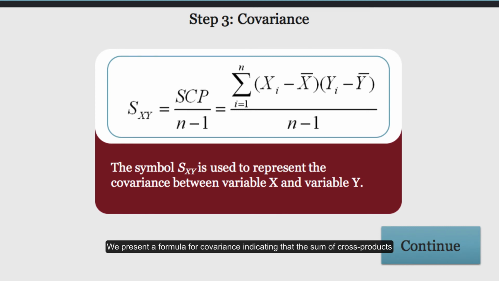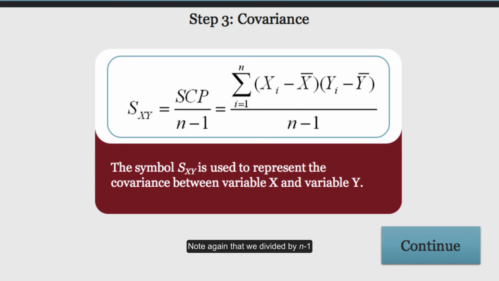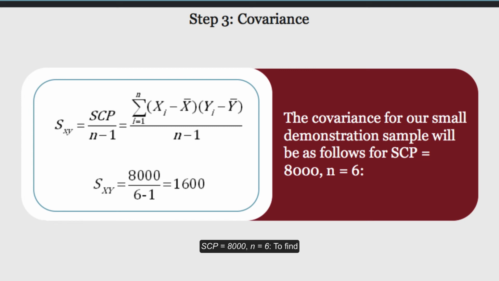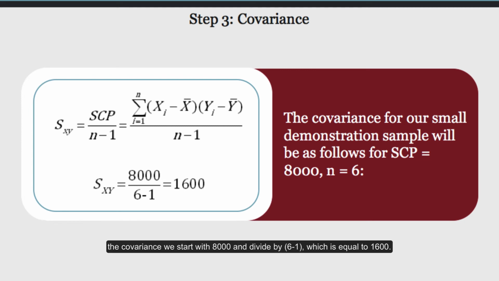We present a formula for covariance indicating the sum of cross products is divided by n-1. The symbol S subscript xy is used to represent the covariance between variable x and variable y. Note again that we divided by n-1 instead of n in order to obtain the unbiased estimate, or in other words, this creates a fancy average cross product. The covariance for our small demonstration sample will be as follows for SCP equals 8,000, n equals 6. To find the covariance, we start with 8,000 and divide by 6 minus 1, which is equal to 1,600.